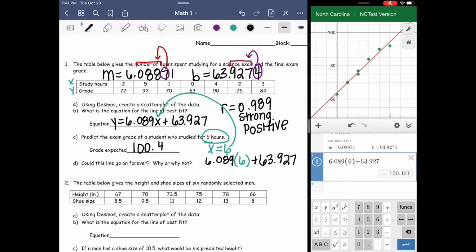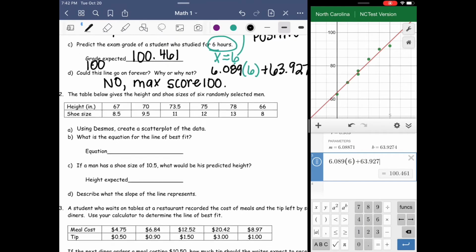And I got 100.461. Now, if we're thinking logically about this, and it doesn't say anything about extra credit or anything like that, my expected grade is really going to be 100. So they're saying that 6 hours is about the max you're going to want to study, and then your grade is not going to get any higher because you can only have a max grade of 100, which is why I asked you, can the line go on forever? And the answer is no. You can only get a max score of 100. Just some logical things to think about.